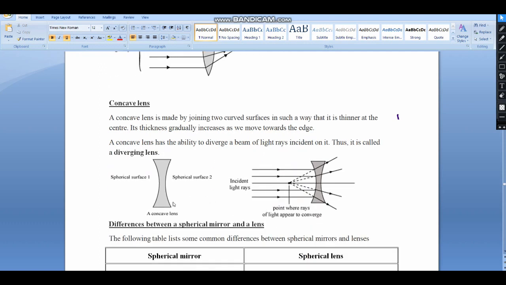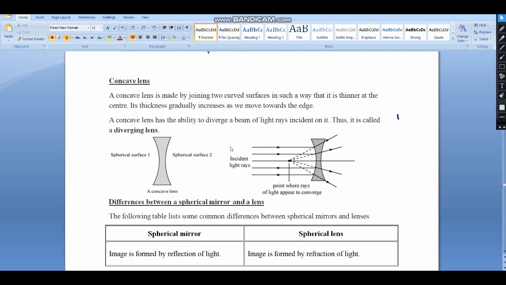A concave lens is just opposite to a convex lens. It is thicker at the edges, this edge and this edge, but thin at the middle part, and it is known as the diverging lens. When a parallel beam of light strikes this lens, after refraction these light rays diverge, and they appear to meet at this point. So this lens is known as the concave lens.